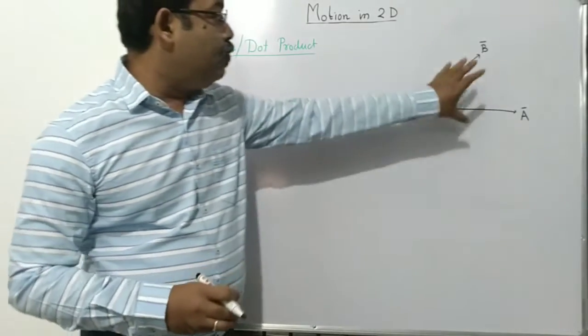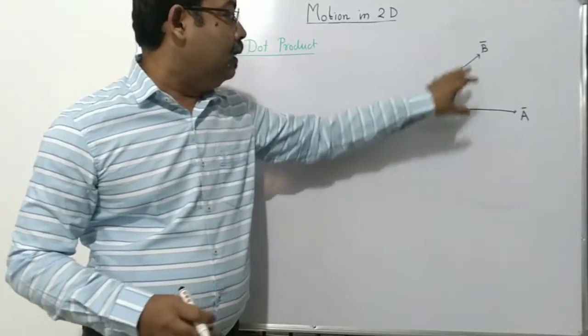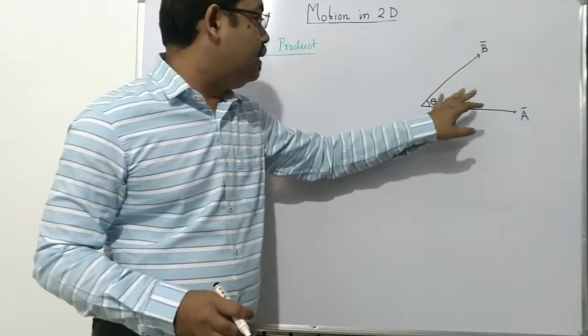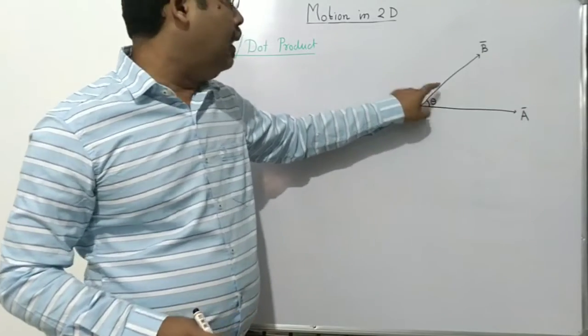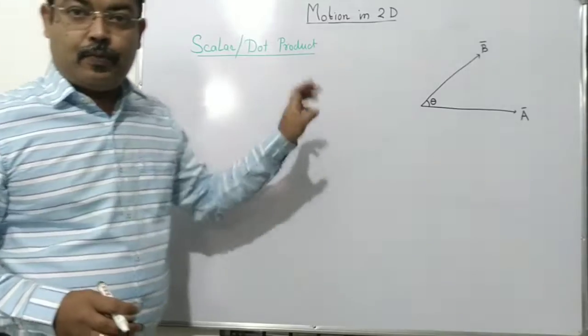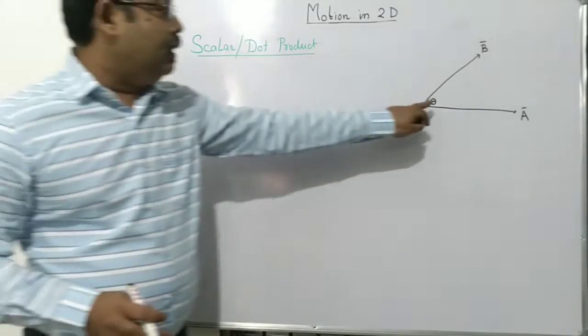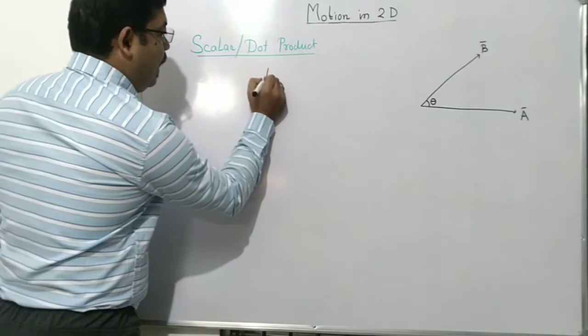Let us say we have two vectors A and B here, and the angle between them, the smaller angle between them, is theta. There are two angles between the vectors, right? One is the smaller angle, the acute angle, and the other one is the obtuse angle. We are talking about the smaller angle between the vectors. So this is theta.